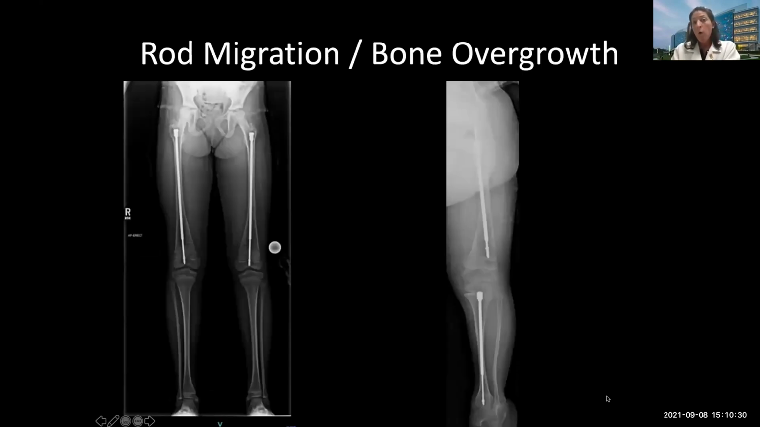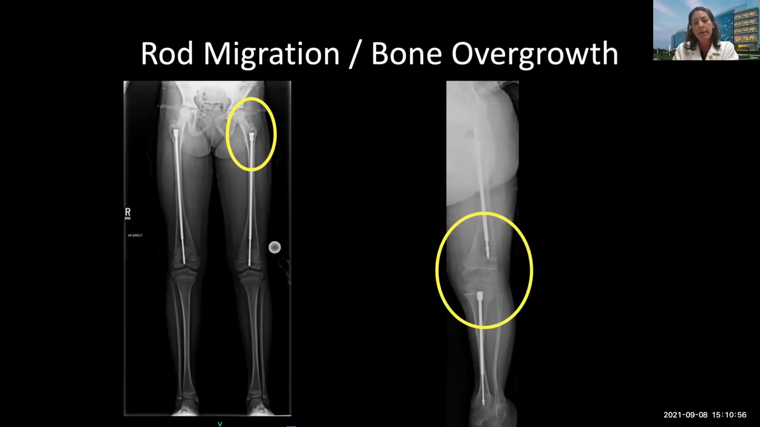Now, the rod doesn't always behave, as I mentioned, as we would like it to. Each of the components does not always remain fixed within the epiphysis, and we can think of that as a rod migrating over time. But what's probably more likely happening is that the bone itself is overgrowing that part of the rod. We can see this here in the proximal femur. We can see this here in the distal femur.